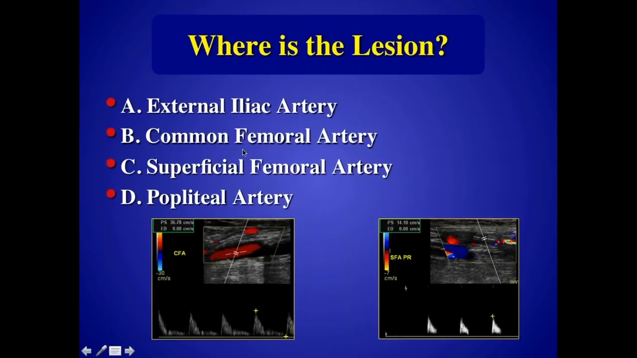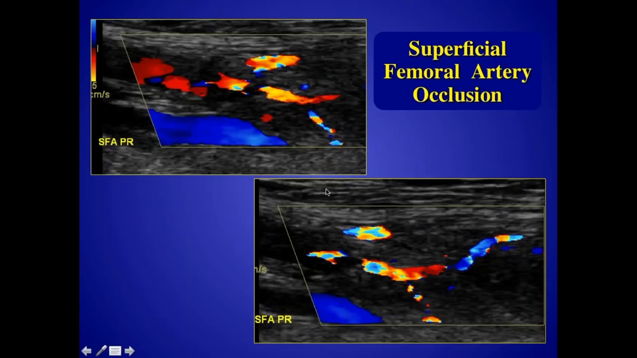So based on these waveforms, if you had to guess where the lesion would be, would it be at the level of the external iliac? Probably not, because the inflow is good based on the upstroke. Common femoral artery? Nope, didn't see it there. Superficial femoral artery? Well, that's possible because it could be further downstream, or it could be at the level of the popliteal.